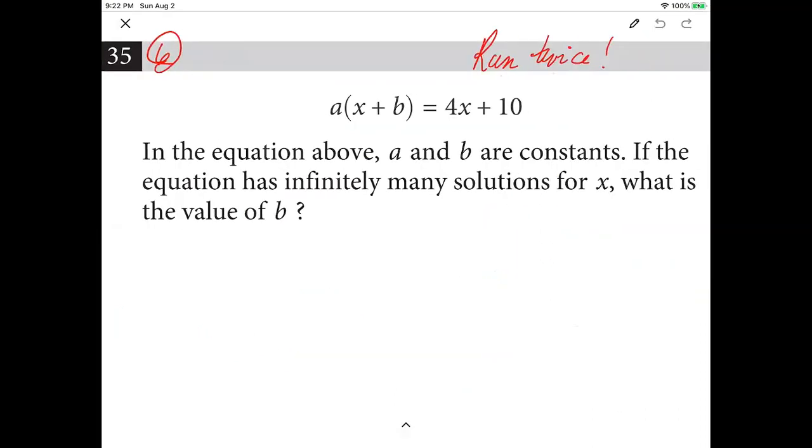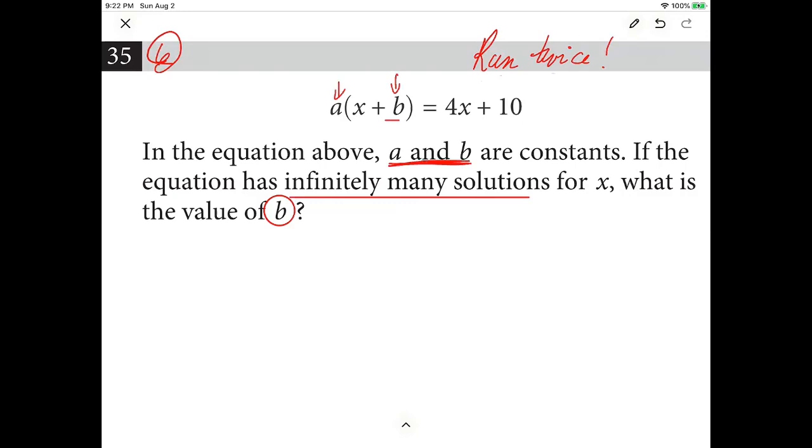Now, here is another question that also has 2 unknown constants. In this one, they're not asking for a ratio. They actually want you to solve for B. Let me read it. It says in the equation above, A and B are constants. If the equation has infinitely many solutions for x, what is the value of B? Okay, so this equation has an infinite number of solutions, but we've got to figure out what A and B need to be.